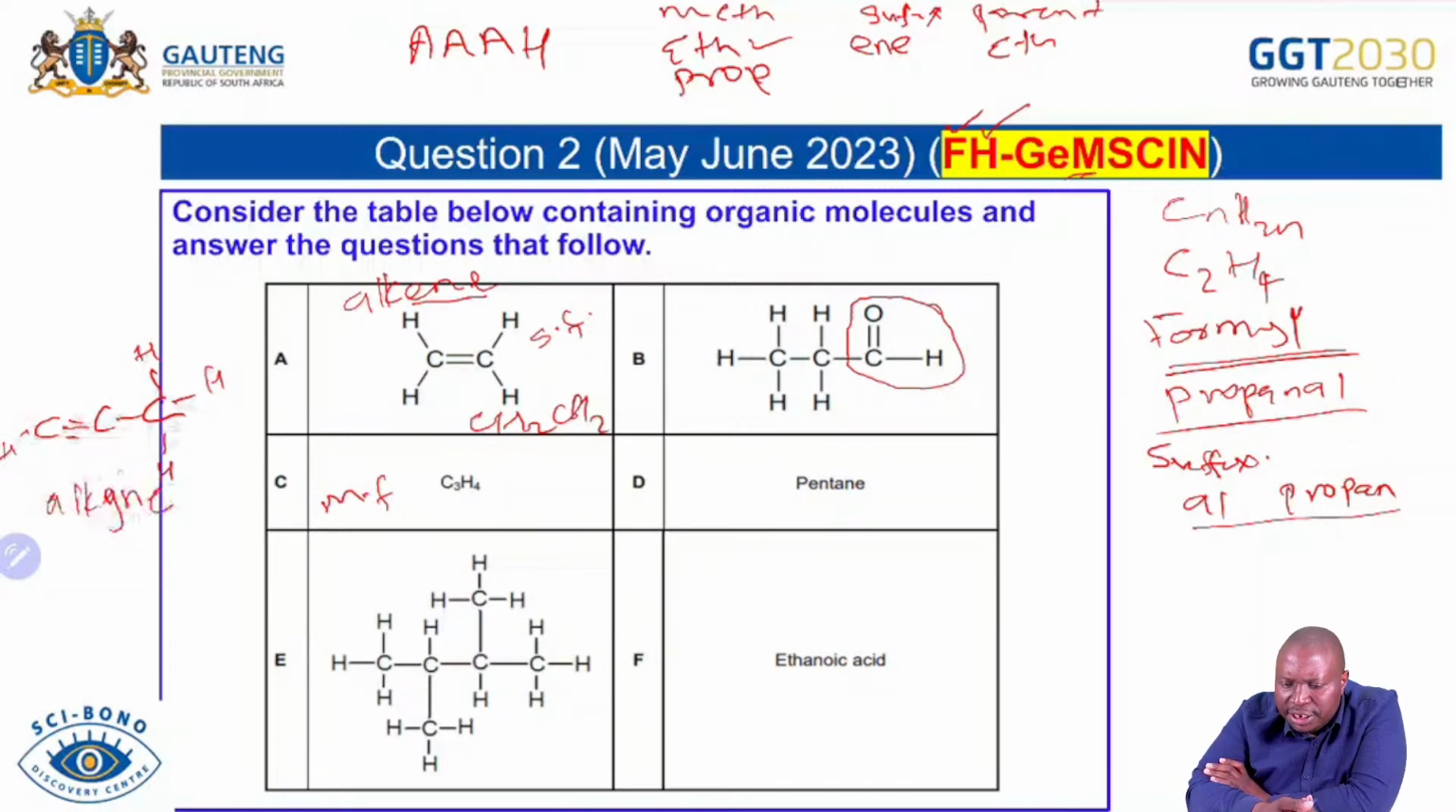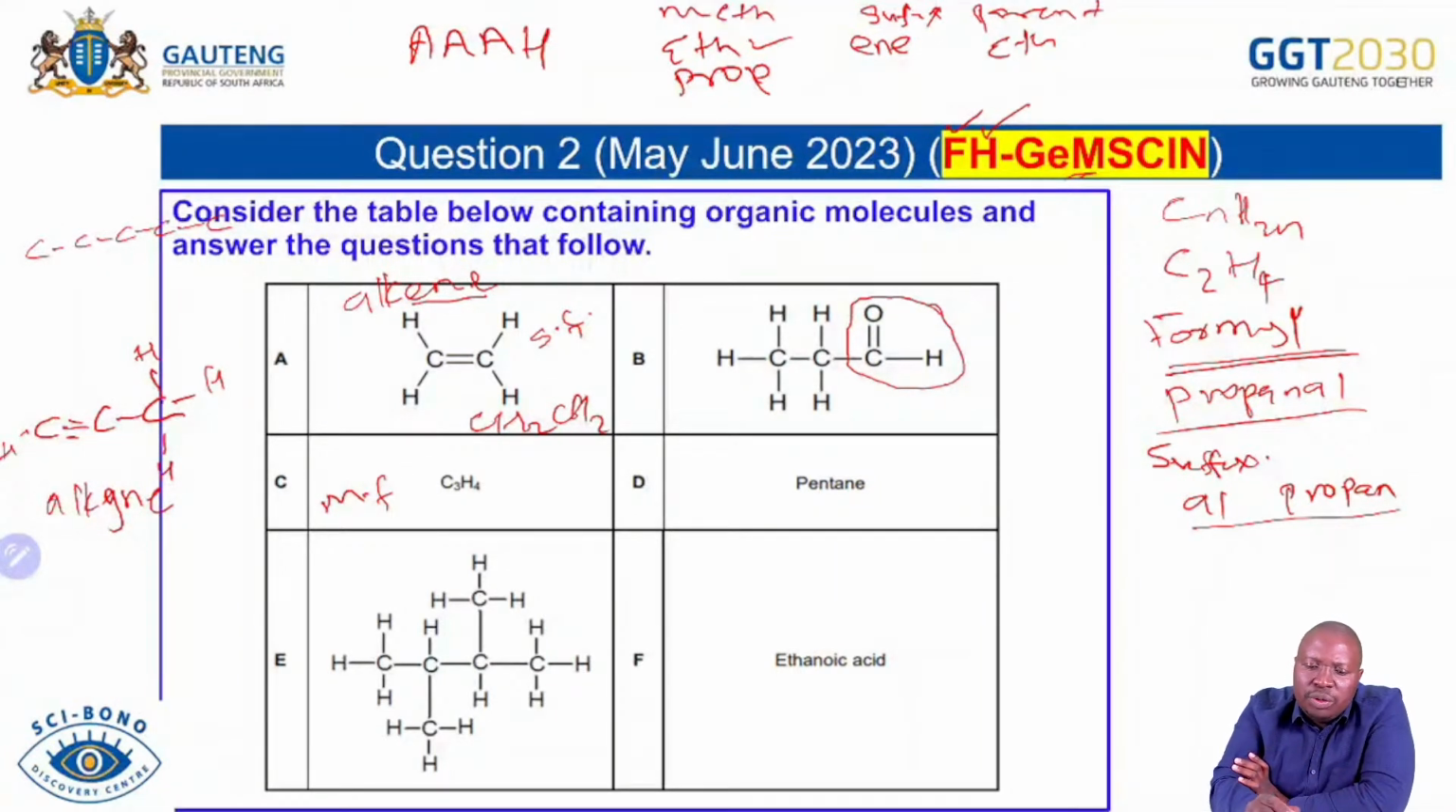Now in number D, you are given pentane there. Now that you are given pentane, you know pent is 5. It's 5 carbons and it's an ane. So all you are doing is to draw 5 carbons. After you have drawn the 5 carbons, you ensure that around each carbon there are 4 bonds. Then you draw the hydrogens on each of them. Then you get that.